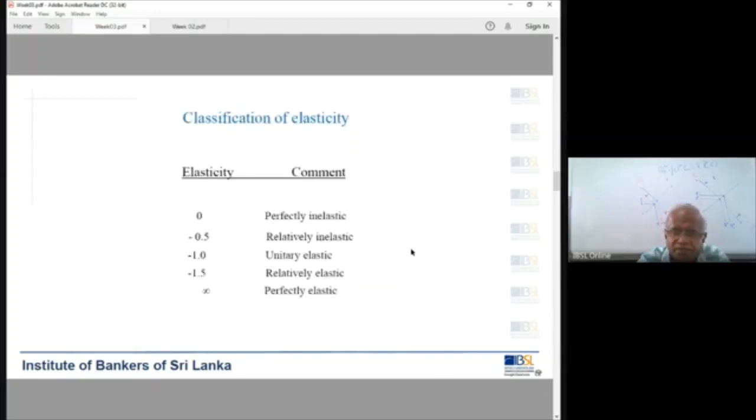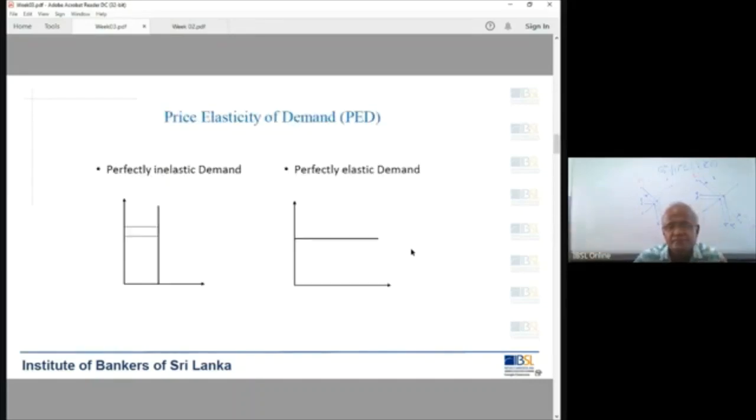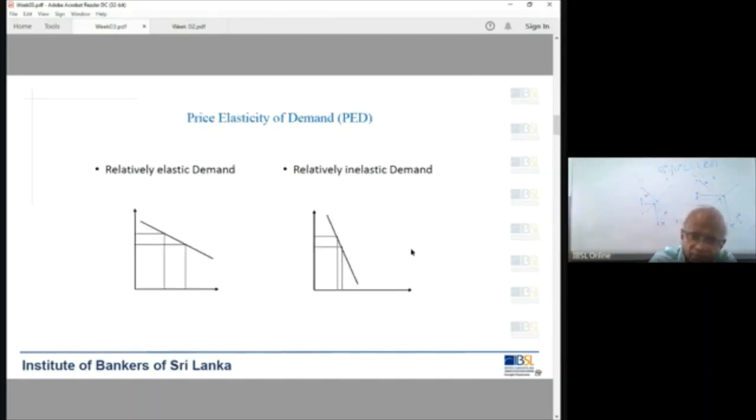The other one is perfectly elastic. Price changes by 1%, quantity demanded changes by an infinitely large amount. That is called perfectly elastic. The demand curve is horizontal. Put the demand curve here. Demand vertical, demand horizontal, demand steep, demand flatter. The flatter the demand curve, the more elastic; the steeper, the more inelastic.